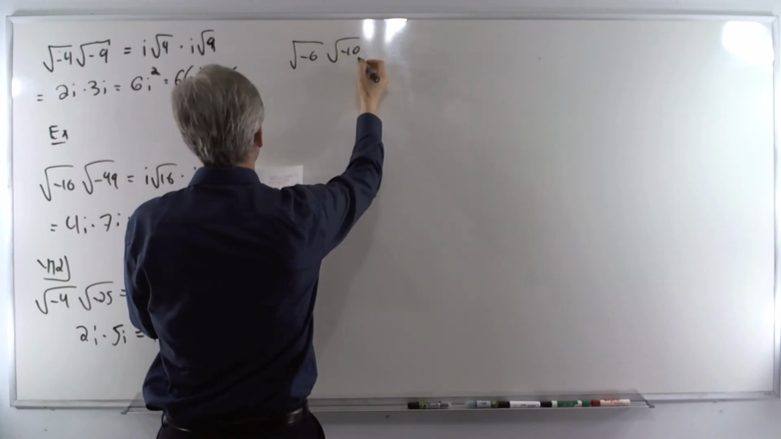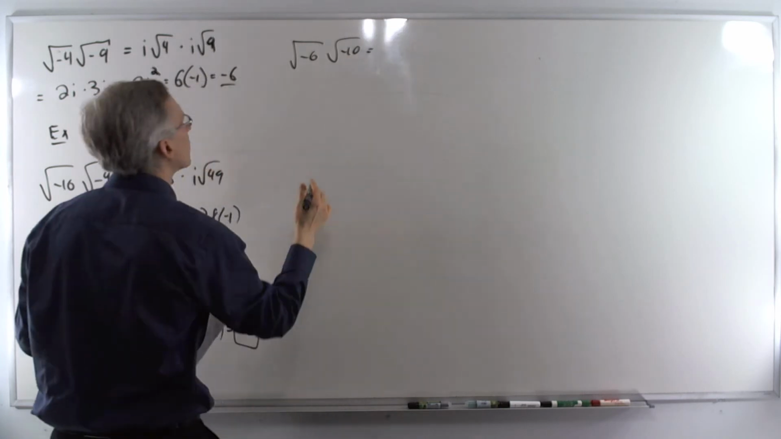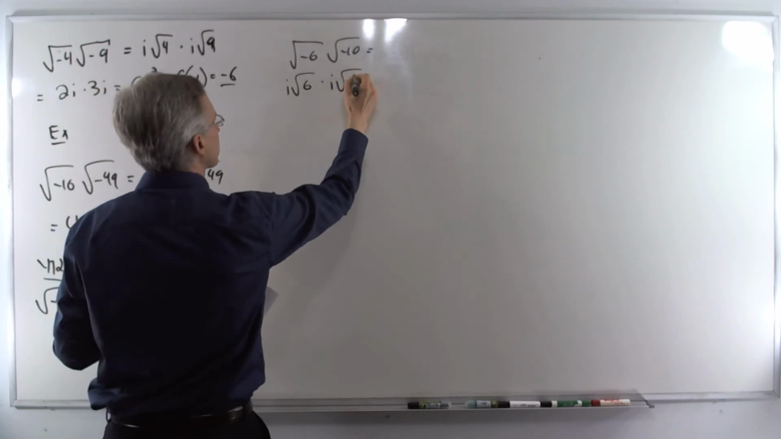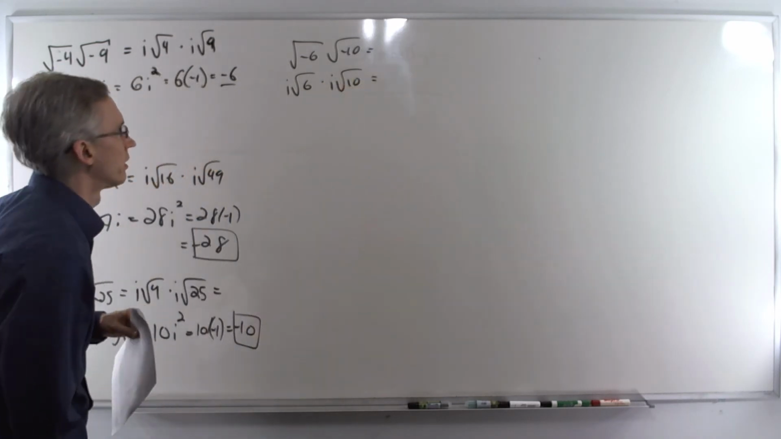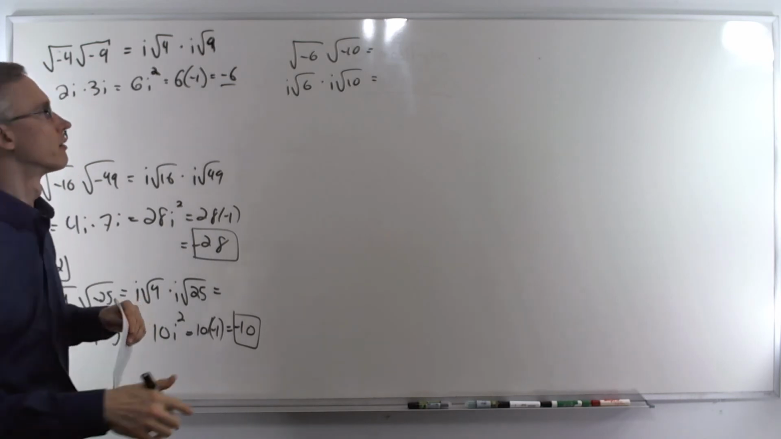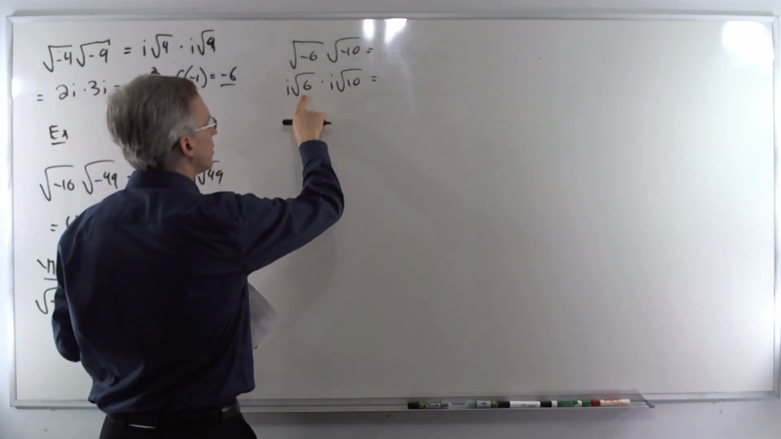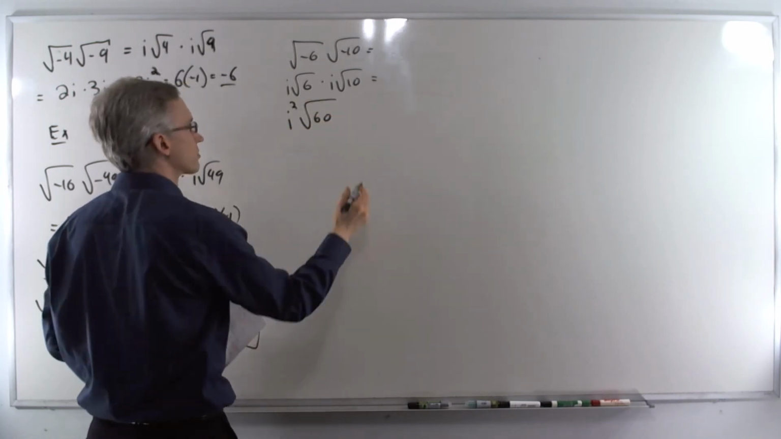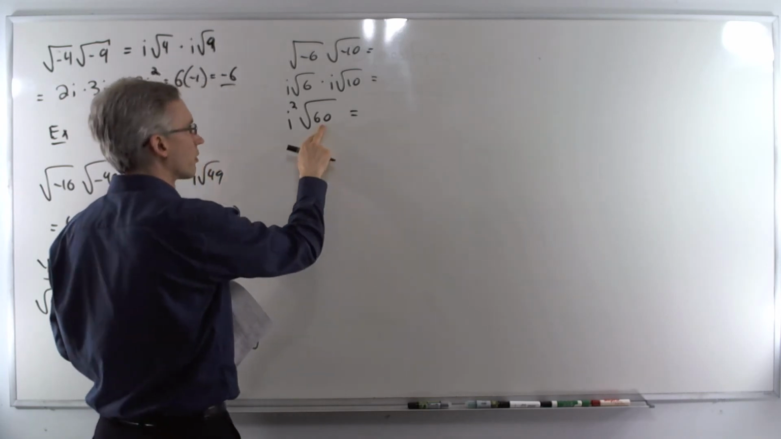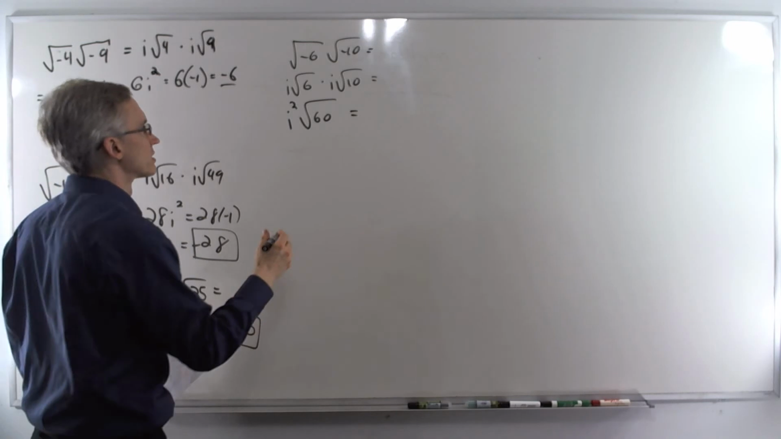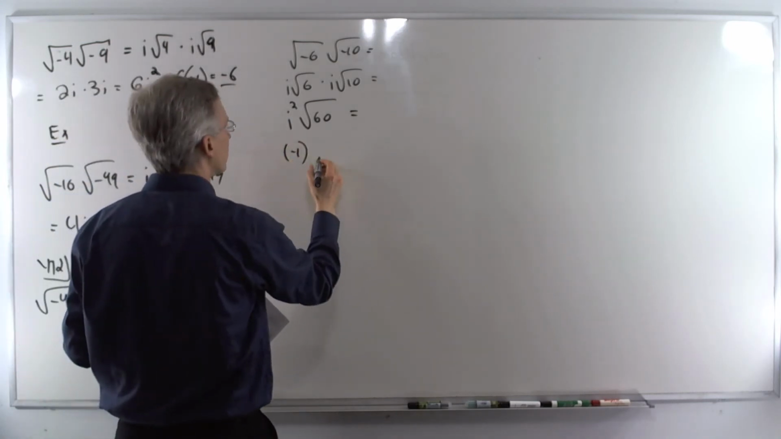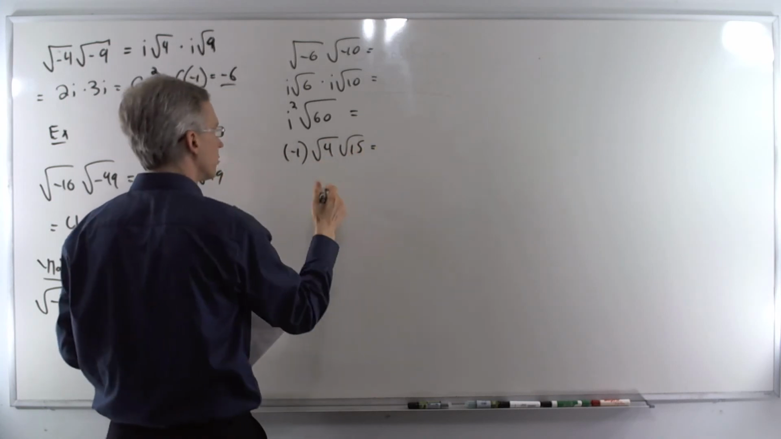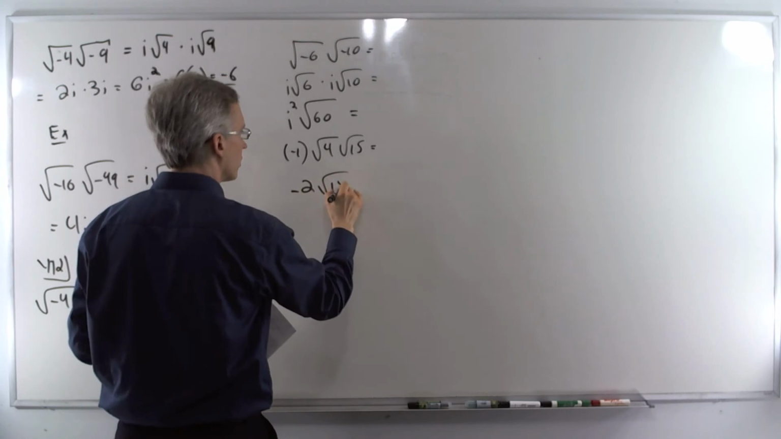Next example, square root of -6 times the square root of -10. That's I times the square root of 6 times I times the square root of 10. Right now, in order to simplify these, we can use the product rule. So write this as I squared times the square root of 60. Now we can simplify square root of 60. So 60 can be broken up into 4 times 15. So that gives us I squared is -1 times the square root of 4 times the square root of 15. This is 2, so that gives us -2 square roots of 15.